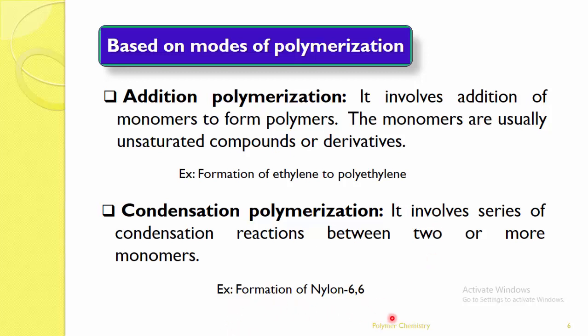Example, here you can see nylon 66. We already studied this in condensation polymerization. Nylon 66 is formed through condensation polymerization. Therefore, nylon 66 is under the category of condensation polymerization, in the modes of polymerization classification.